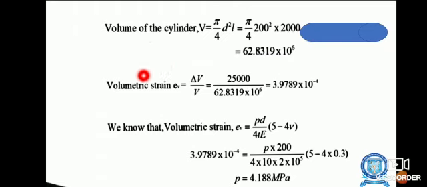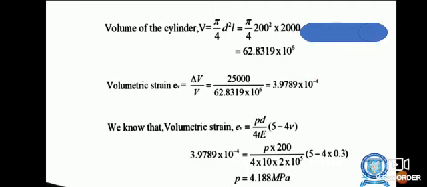Next, we find the volumetric strain. The volumetric strain formula is change in volume divided by original volume. Listen, we apply the given values: change in volume 25,000 divided by volume 62.8319 into 10 power 6. So the value is 3.9789 into 10 raised to minus 4. That is the volumetric strain. Strain has no unit.